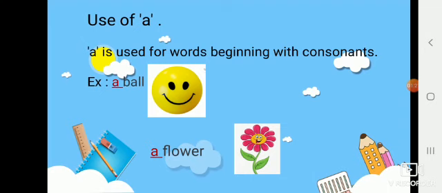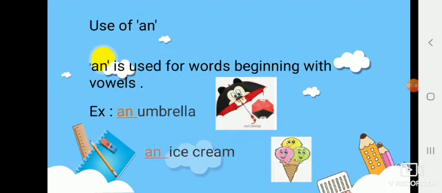Why is a used for ball? Because B is a consonant sound. That's why a is used. See another example. A flower. Here also F is a consonant sound. That's why a is used. Now we will see where to use an.